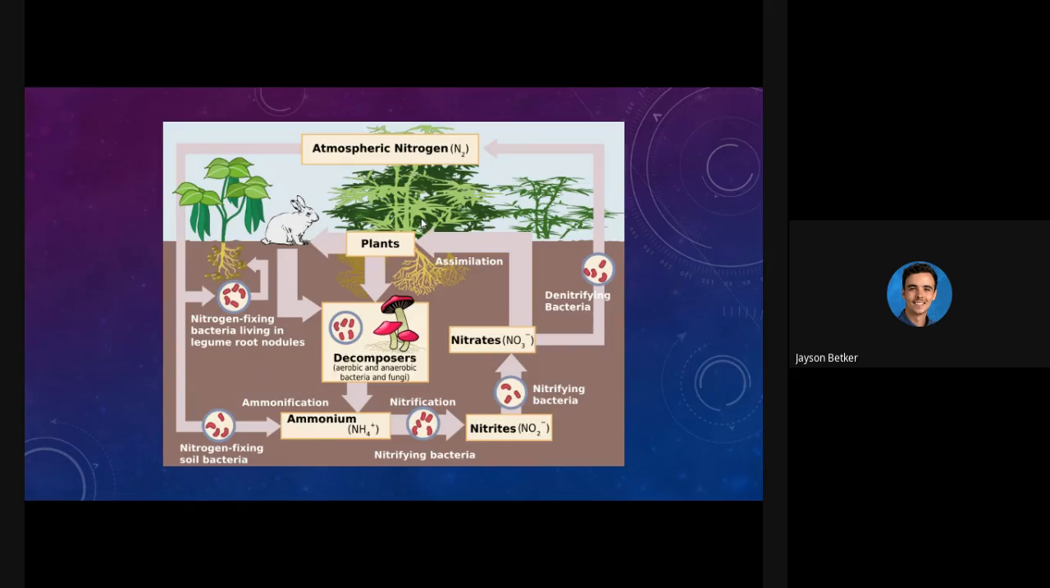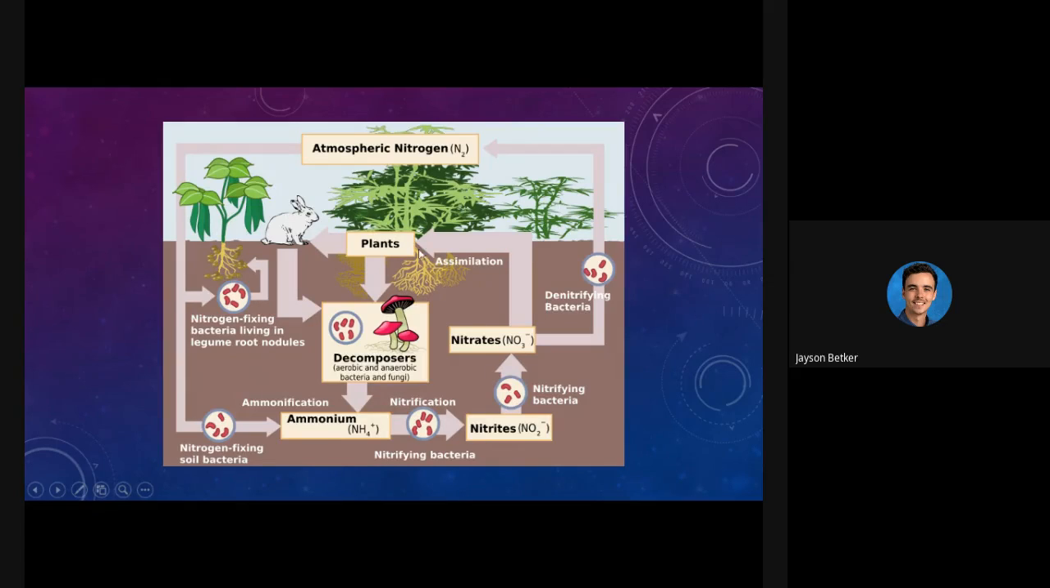Now, the morbid part of all of these cycles is that all plants and animals do eventually die. And when they die, decomposers return that nitrogen that was within those plants and animals back to the soil. So these are the decomposers here.